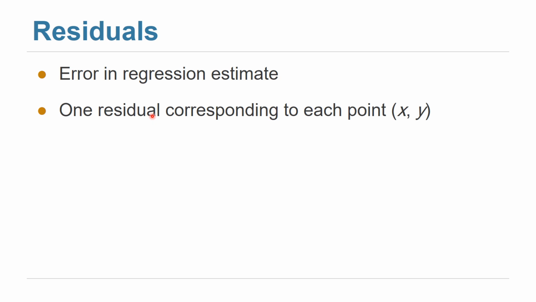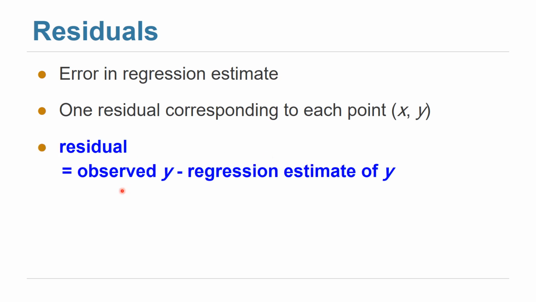Now, we define residuals as the error in the regression estimation. So residuals are errors, but this word is usually used in regression. And one residual corresponds to one point x and y. So for a given observed value of y, if we do an estimation for it and we compute the error between the estimated value and the observed value, this is what we call residual. So the residual is the difference between the observed value of y and the regression estimation of y. And that's exactly how we defined error in the previous slide, but this is special for the regression.